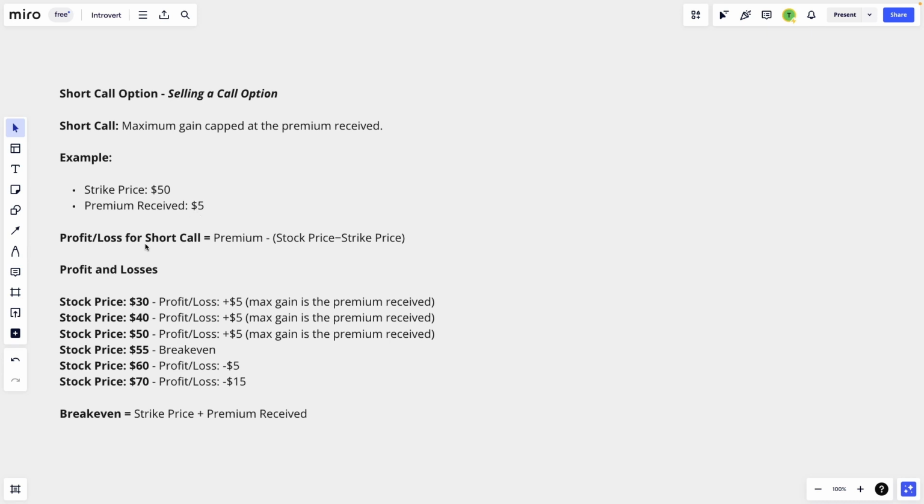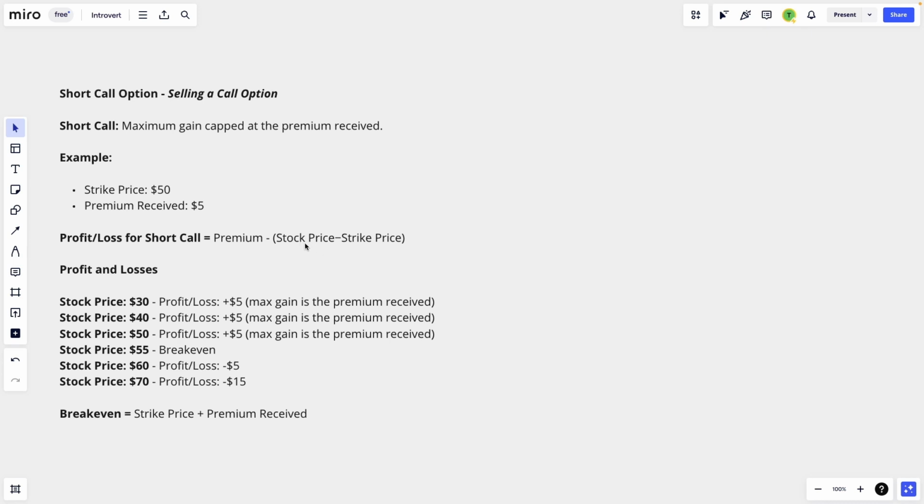So the profit and loss for selling a call option is going to be your premium minus the difference between the stock price and the strike price. So if we just look at this formula here, if the stock price goes up, that's not going to be good for us because we are going to lose.